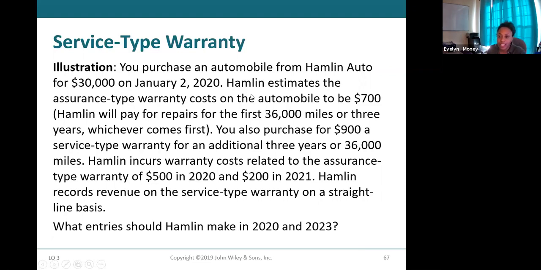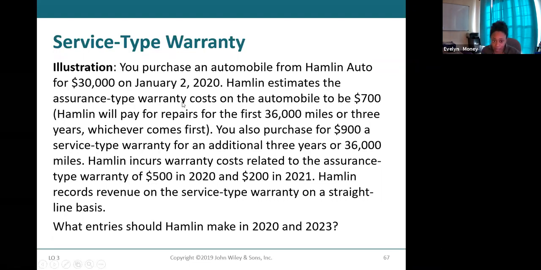We bought it for $30,000 on January 2nd. And we estimate the assurance type warranty cost on the automobile to be $700. Notice that we didn't pay anything extra for this estimate. This assurance type warranty lasts for the first 36,000 miles or for the first 3 years, whichever comes first.